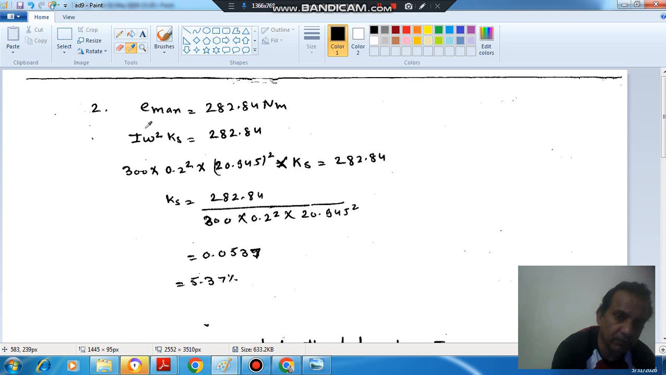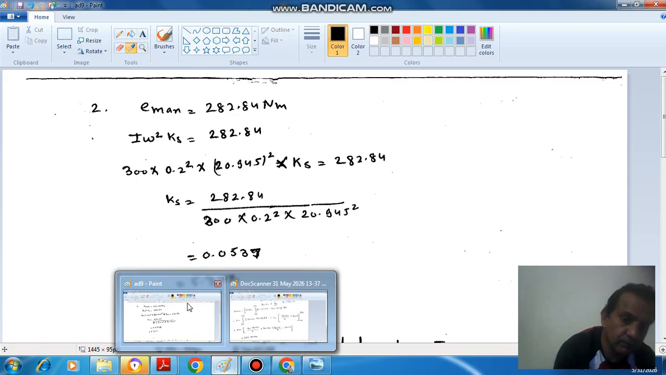So using the formula of coefficient of fluctuation of speed, that is E max by I ω squared, we can find out the coefficient of fluctuation of speed also. So that is your E max. I is m k squared, where mass is 300 and radius of gyration k is 200 mm. That is given in the question.